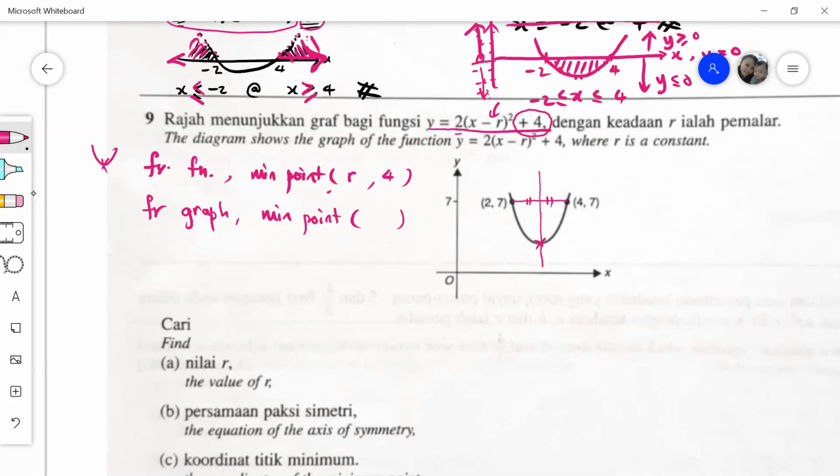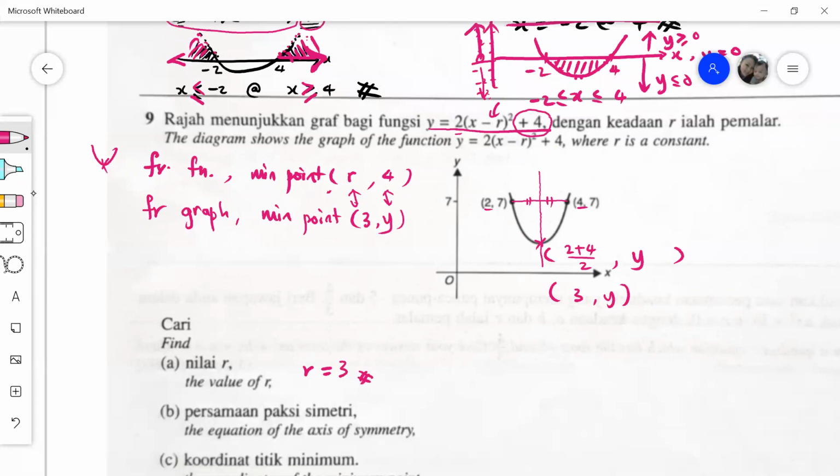So what we need is, we can find the x coordinates. Isn't it the x coordinates can be found by taking 2 plus 4 divided by 2? But the y, I don't know, but never mind, just leave it there. So let's continue. 6 divided by 2 got 3, so 3, y. So from the graph, we got our minimum point to be 3, y. And then we compare like this. We put them side by side and then we compare. We got the r right away. So r equals to 3, 1 mark.